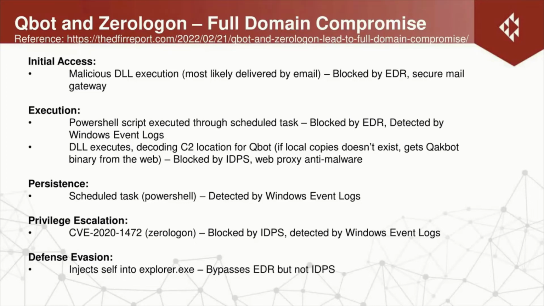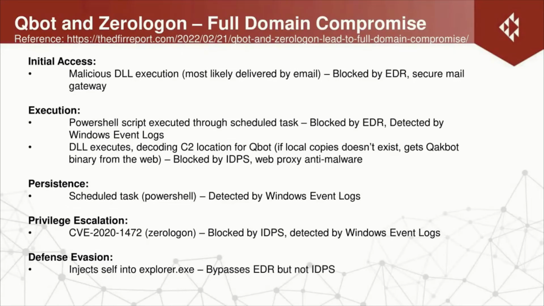So the DLL executes and decodes a command and control location for Qbot. If it doesn't exist, it goes and gets a binary from the web. So potentially it's already been deleted by the EDR software, and it'll go and get another version of that. That reach out to the internet to download the payload or the stager, the secondary payload, can be blocked by the intrusion detection prevention system. It could also be blocked by proper implementation of a web proxy with an anti-malware engine.